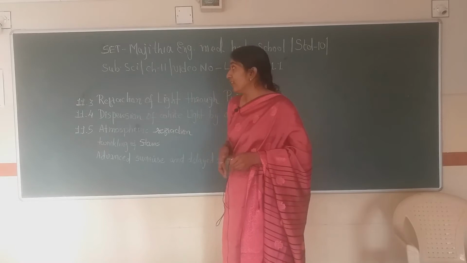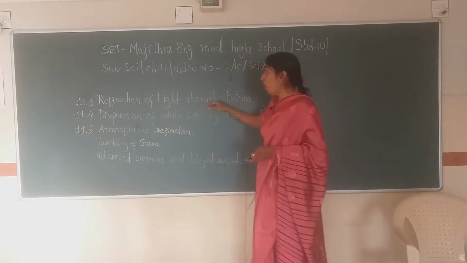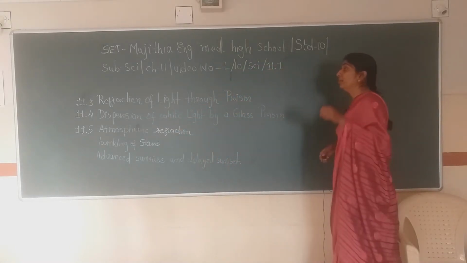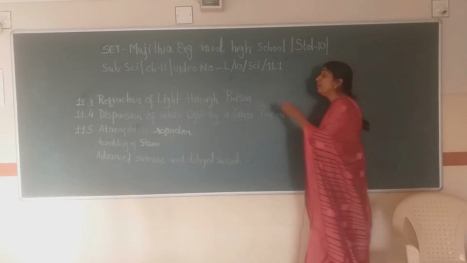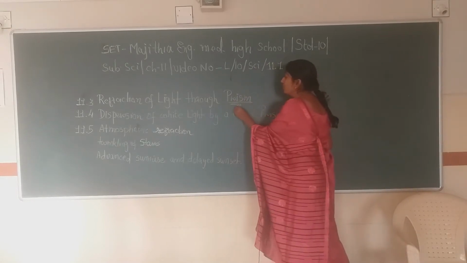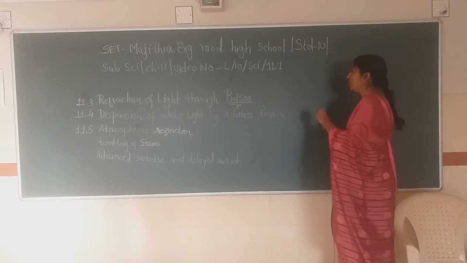So we will start with the refraction of light through a prism. Refraction, that is bending of light, and bending of light through a prism. So there is an activity which is given to you.